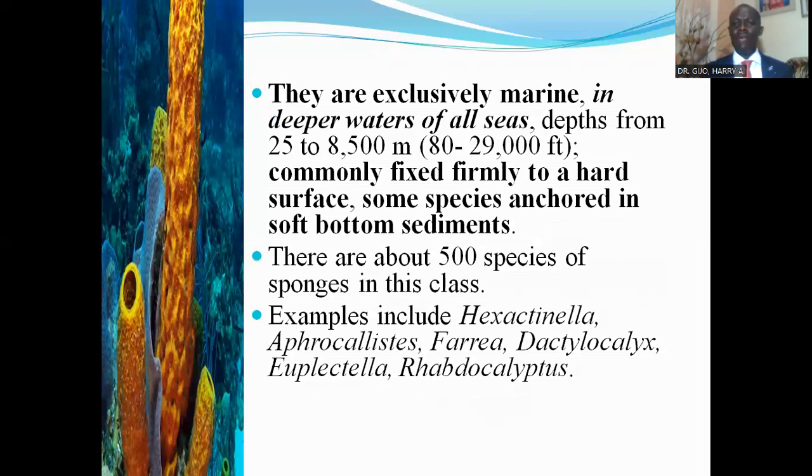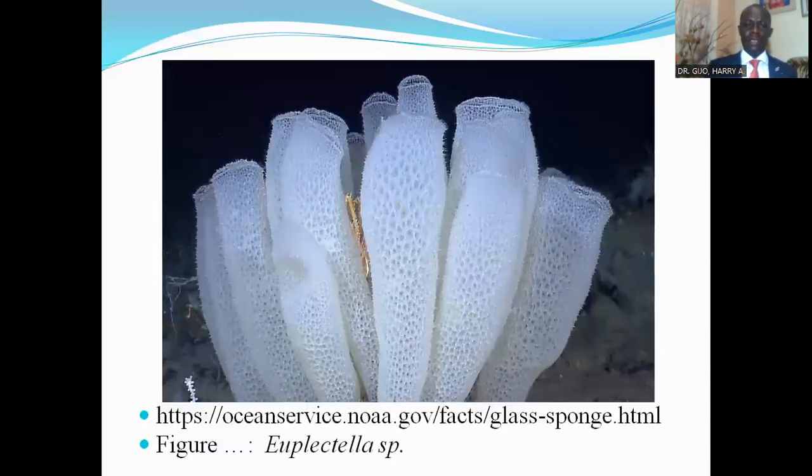They are exclusively marine organisms in deeper waters or seas, at depths from 25 to 850 meters, that's from 80 to 2,900 feet. Commonly fixed firmly to a hard surface, some species are anchored in soft bottom sediments. There are about 500 species of sponges in this class, and examples include Hexactinella and many others.